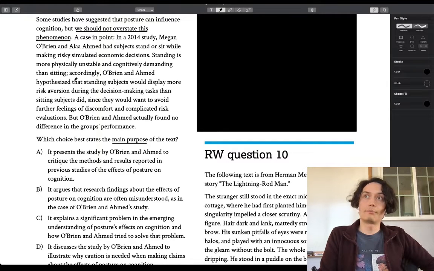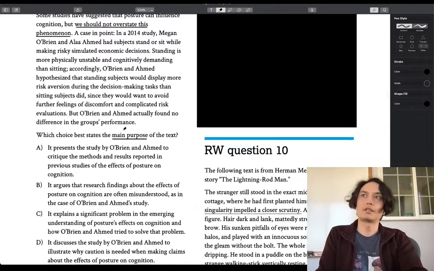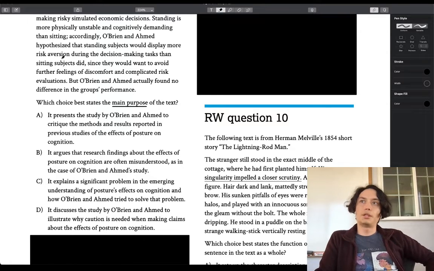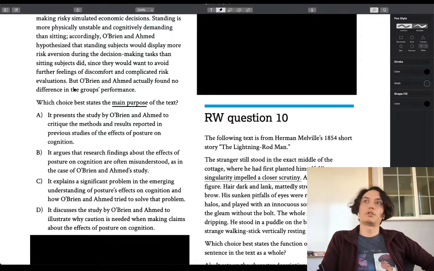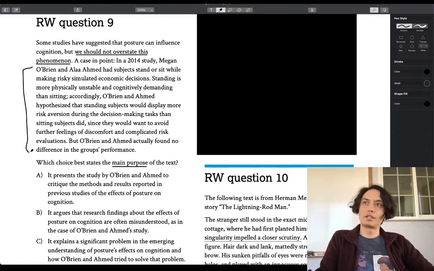Accordingly, these two hypothesized that standing subjects would display more risk aversion. They'd be more scared during decision-making tasks than sitting subjects did, since they would want to avoid further feelings of discomfort, and complicated risk, and so on. But these two actually found no difference in the group's performance. So this whole thing is just support for this claim.